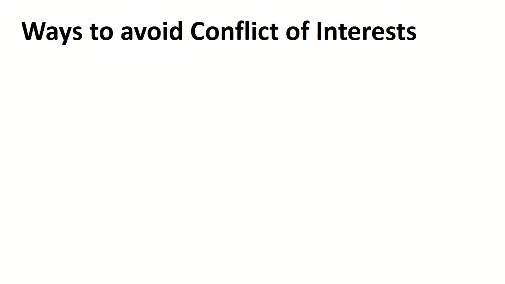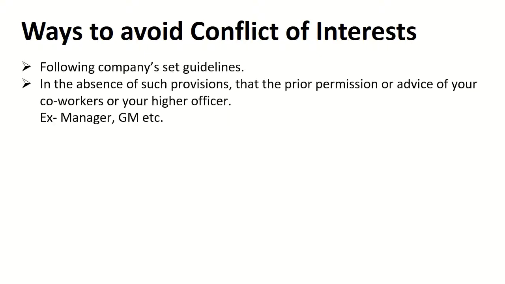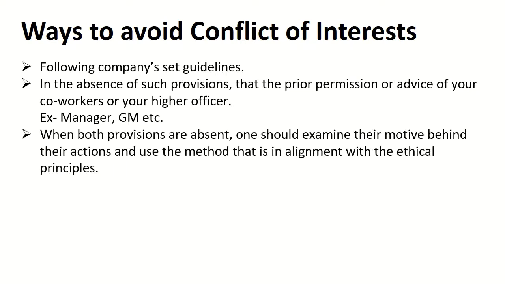Ways to avoid conflict of interest. Following the company's set guidelines. In the absence of such provisions, the prior permission or advice of your co-worker or your higher officer, like a manager or GM, must be sought. When both provisions are absent, one should examine the motive behind their actions and use the method that is in alignment with ethical principles.